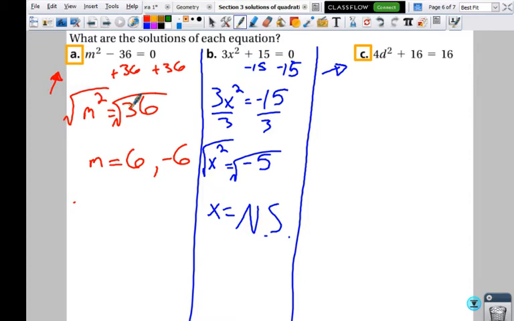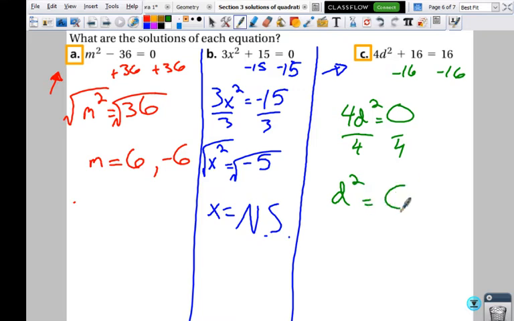All right, tell me how to do it, Greg. So you all minus 16. Yep. We minus 16 on both sides, right? And I get 4d squared equals 0. When we do that, what's next? If I'm solving it for d right there, what do I have to do next? Yep. Then we divide by 4, and we get d squared equals 0.